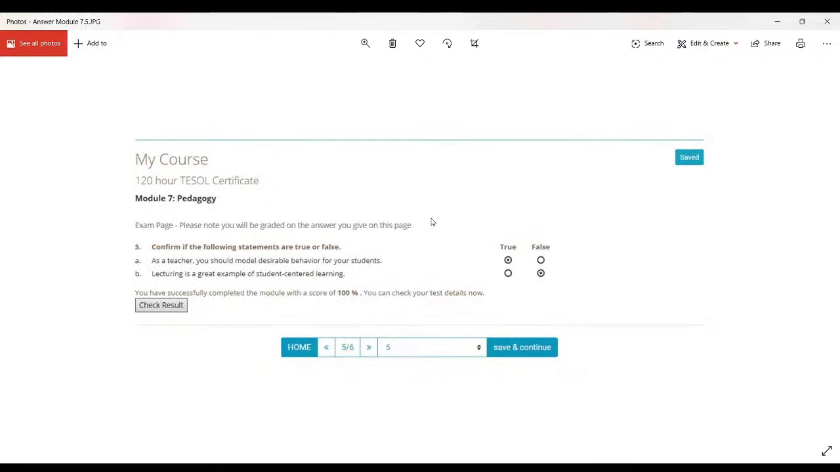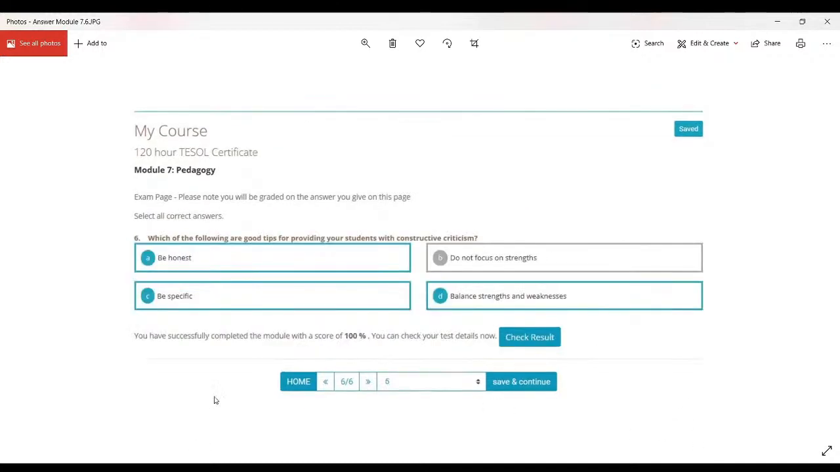Number 5, confirm if the following statements are true or false. Letter A, as a teacher, you should model desirable behavior for your students. That is true. Okay, we are the role model. And letter B, lecturing is a great example of student-centered learning. Okay, of course, that is false. All right, we need to have the student involved or the student centered, not just involved. Okay, so the answer is false. Save and continue.